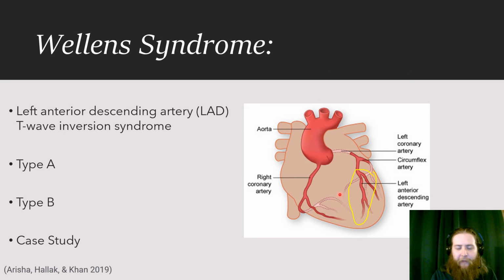Remember that when we're looking at the heart here, on your right in anatomical position, this is a left-hand side heart. And on the left here, this is a right-hand side heart in anatomical position. There are two types of Wellens syndrome, and both of them are affecting this left anterior descending artery.